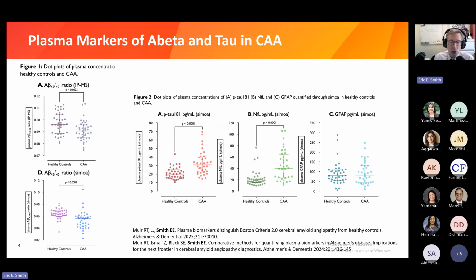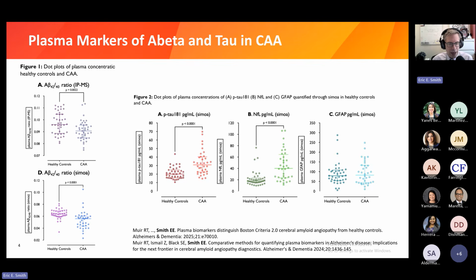But you could imagine that the absence of this profile could exclude CAA in a patient with a potentially compatible syndrome, and that may be clinically useful, as we'll discuss further. Okay, so that's cutting edge plasma diagnostics in CAA.